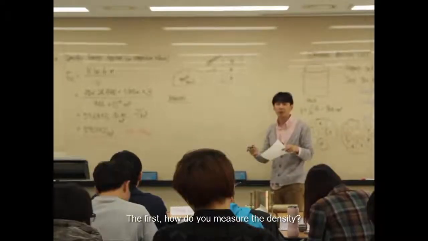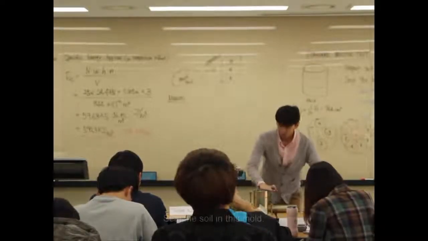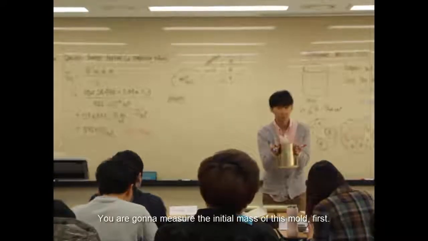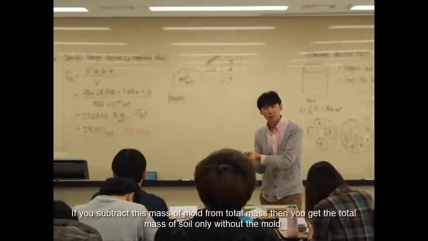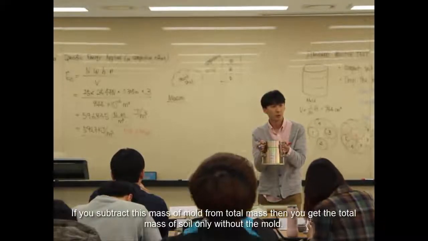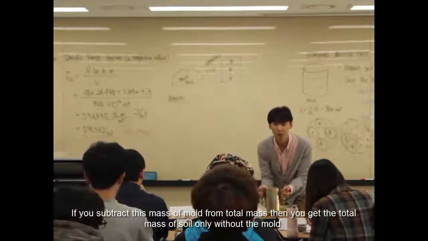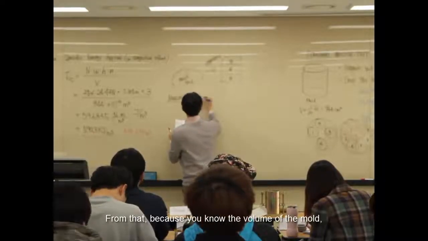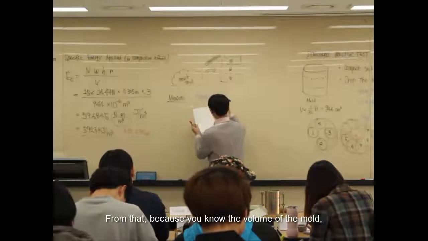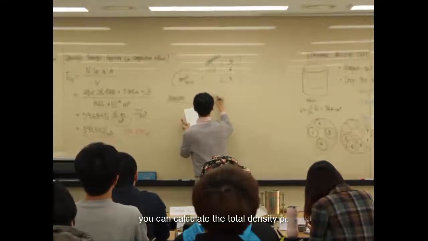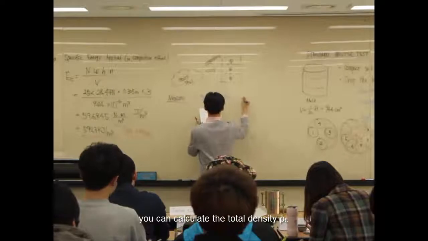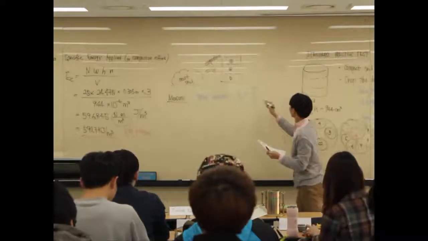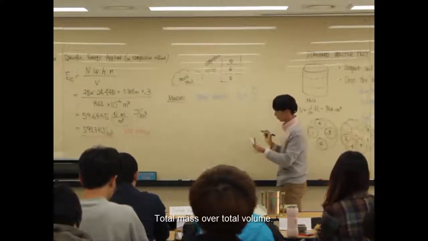So first, how can you measure the density? Say that the soil is filled up to this mold. You're going to measure the initial mass of this mold first. Then if you subtract the mass of the mold from the total mass, you get the mass of the soil only, without the mold. Because you know the volume of the mold, you can calculate the total density: total mass over total volume.